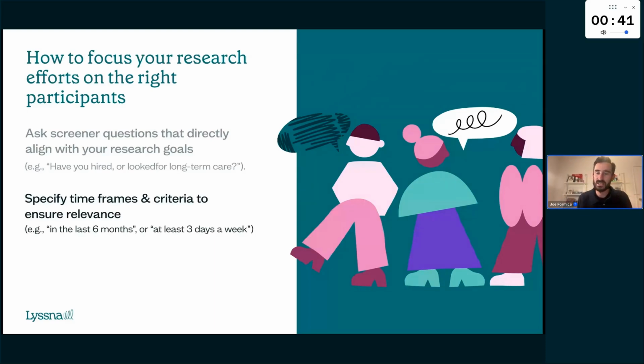Things like in the last 6 months, or consistent care at least 3 full work days per week. Now you can adjust these depending on what your research goal is and what you're asking about. But if you have subjective language in there, like consistently or recently or fairly recently, this is going to open up the pool of participants. You're not going to be able to evaluate all of them in the same way.